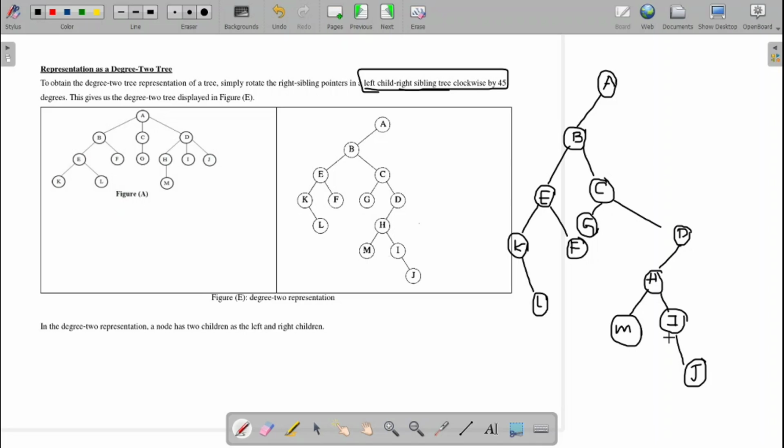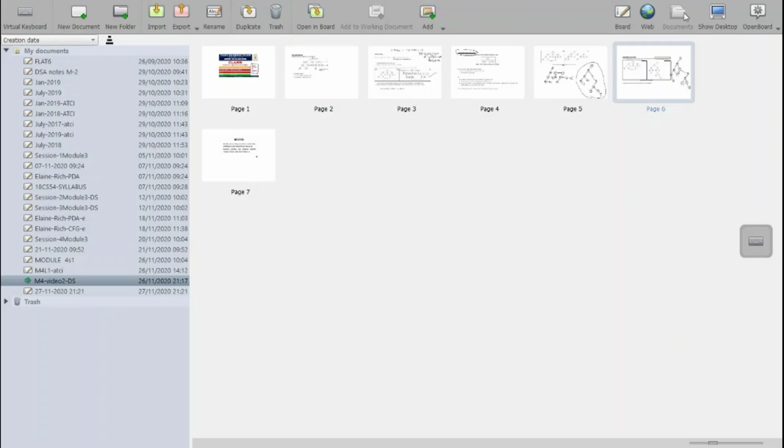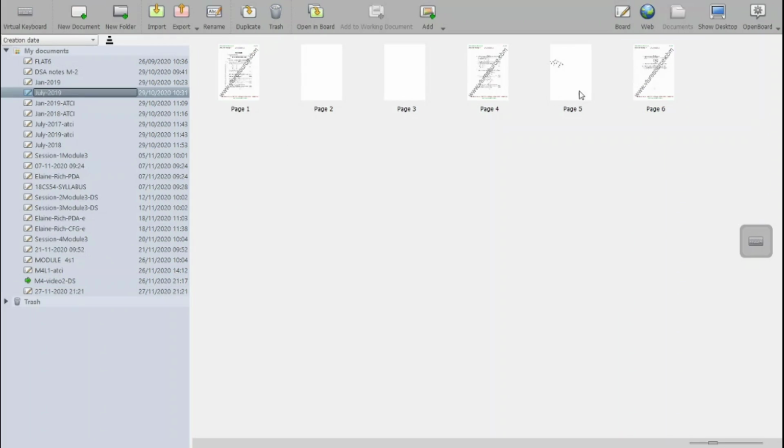Fine. So these are the three representations for the trees. What are the three representations we have learned? The first one is a list representation. Second one is your left child right sibling representation. And the last one is degree 2 representation. Let us take one more example and let us try to solve that one in all the three representations.